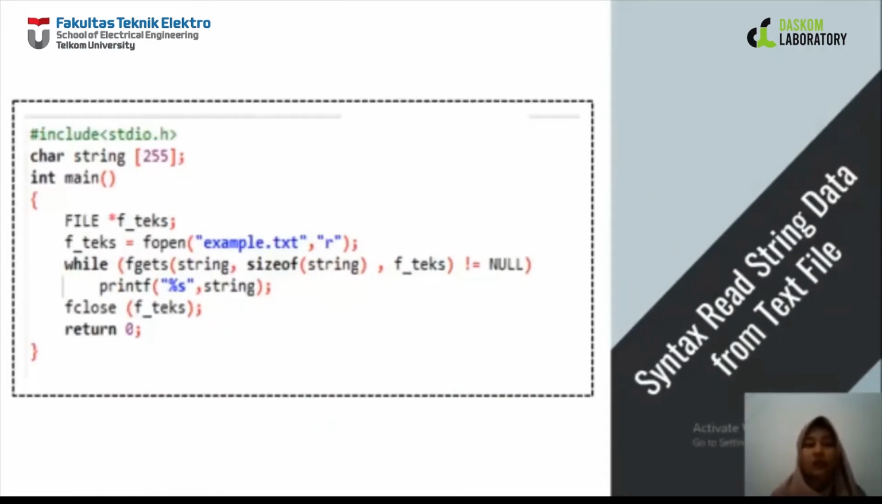Next, the syntax to read string data from a text file. This is the file pointer. Don't forget to open our text file, because we wrote to it in the previous program. We use example.txt, so in this read program, you also use example.txt. We use R in this mode because we're going to read. And don't forget to close it.